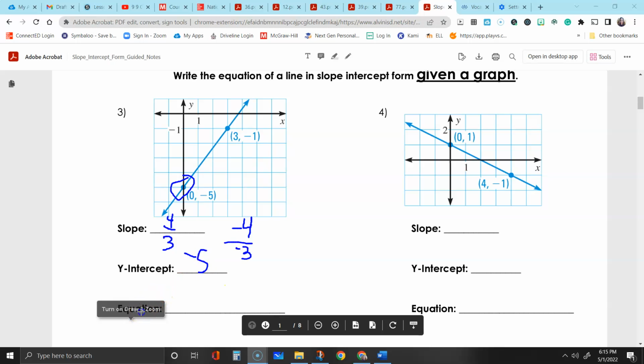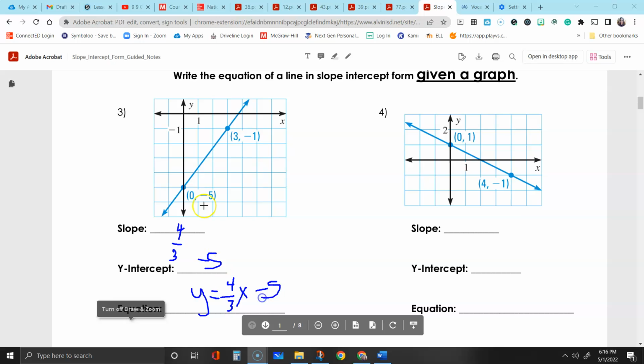So now if we know this is 4/3 and this is -5, then our equation would be y equals 4/3 x minus 5. Let's check. Does it cross at -5? Yes. Let's count. Do we go up 4? 1, 2, 3, 4 over 3. 1, 2, 3. We hit a dot.